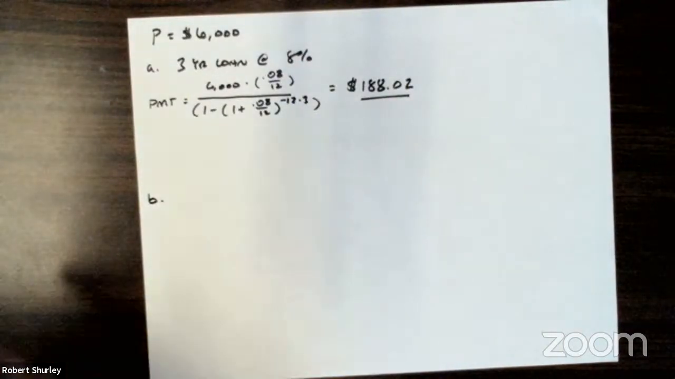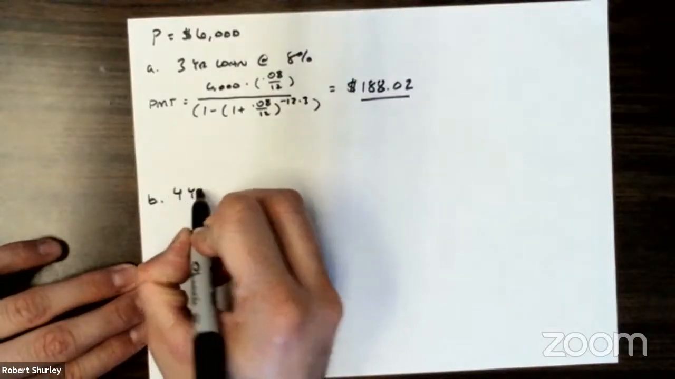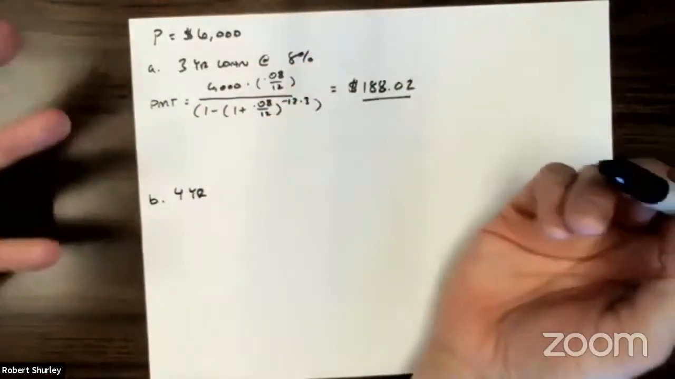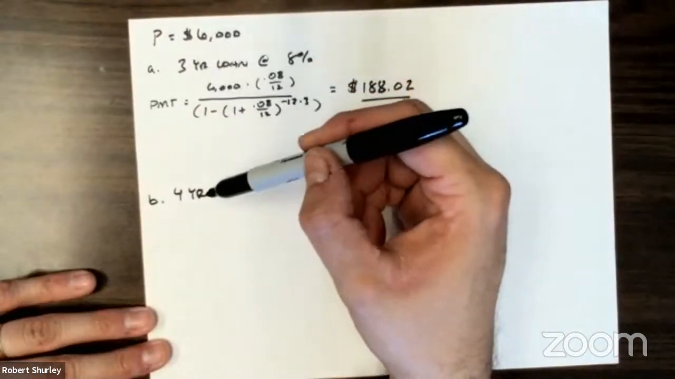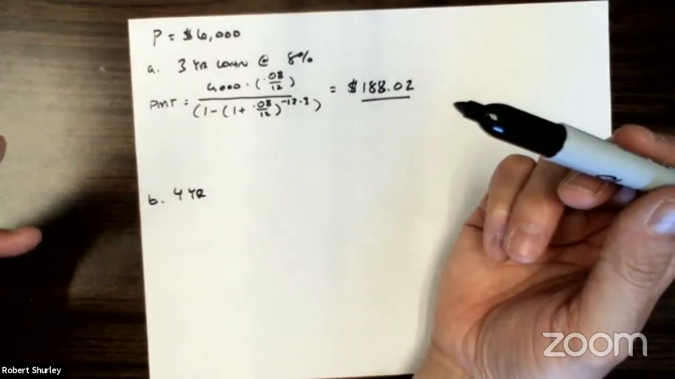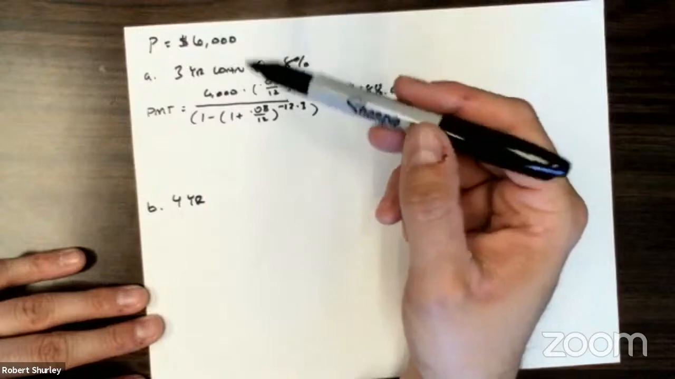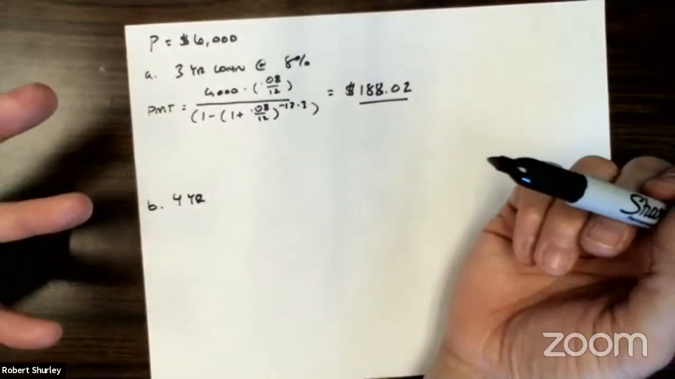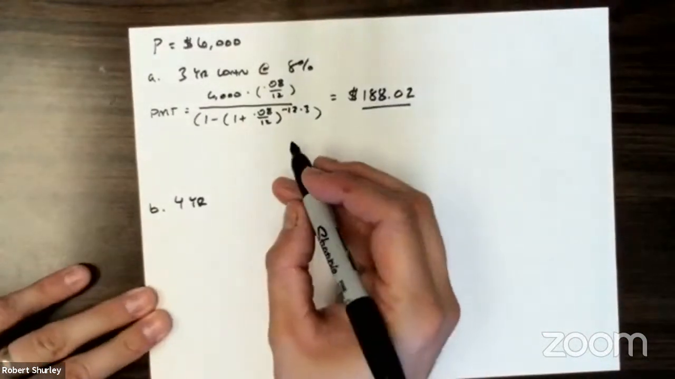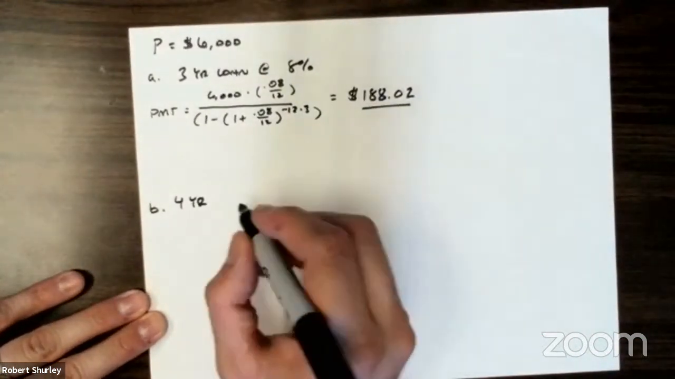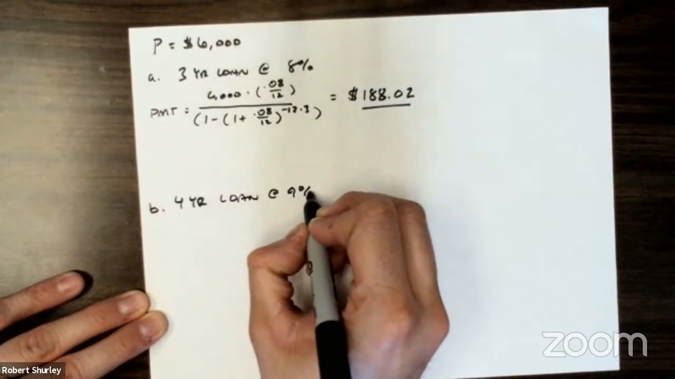So now we're going to stretch the years out. We're going to go to 4 years. So it should be a lower payment because we're going from 3 to 4 years, right? I mean, if you take 6,000 divided by 36, or divided by, what's that? 24. That's not right. 48. Good gosh. You're just going to have less, this number should be lower, right? But now they give us a higher interest rate. It's at 9%. So a 4-year loan at 9%.